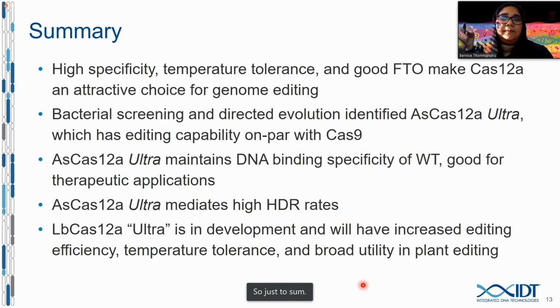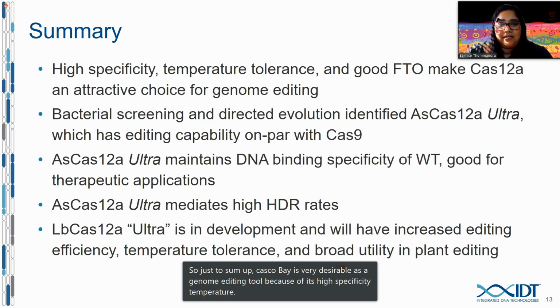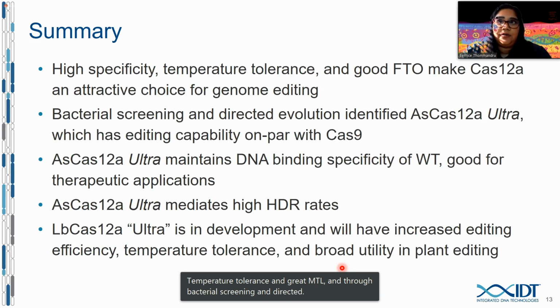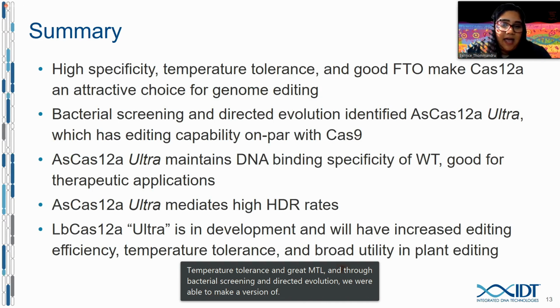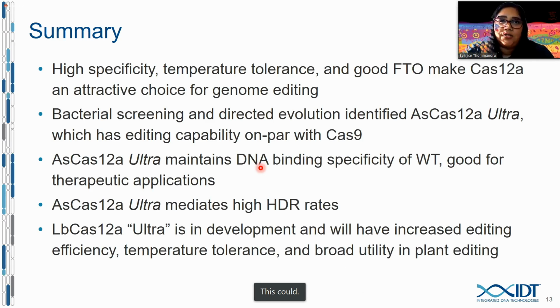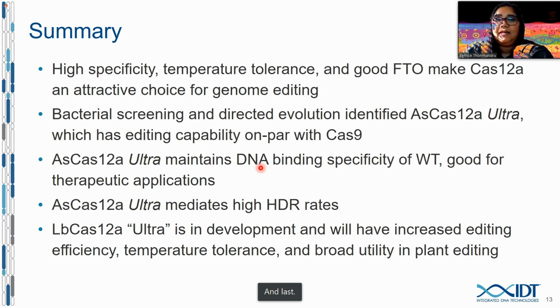So just to sum up, Cas12a is very desirable as a genome editing tool because of its high specificity, temperature tolerance, and great HDR. And through bacterial screening and directed evolution, we were able to make a version of AsCas12a that rivals Cas9 for editing efficiency and potency. And since we were able to maintain binding specificity of the wild type enzyme, this could be a great choice for therapeutic applications, and also has utility for mediating high rates of HDR.